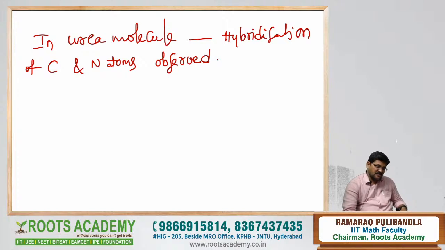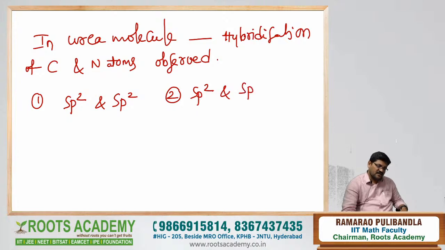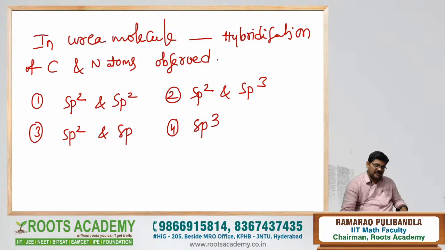Now see, the options are given like this. The first option, sp2 and sp2. The second option is sp2 and sp3. The third option is sp2 and sp. And the fourth option is sp3 and sp3. Please think about the answer. I will tell the reason.